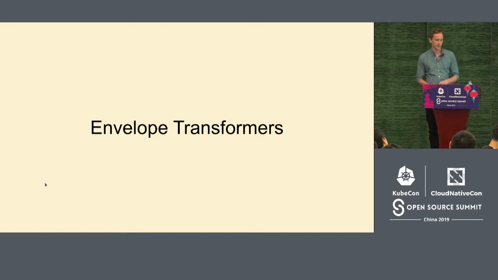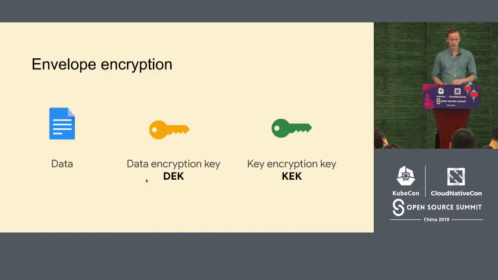I'm going to walk it step by step, so bear with me. The idea behind envelope transformation is that you use 2 keys instead of 1 to encrypt every piece of data. So you have your data encryption key, or DEK, which is used to encrypt the actual piece of data. And then you have your key encryption key, or KEK, which is used to encrypt the DEK.